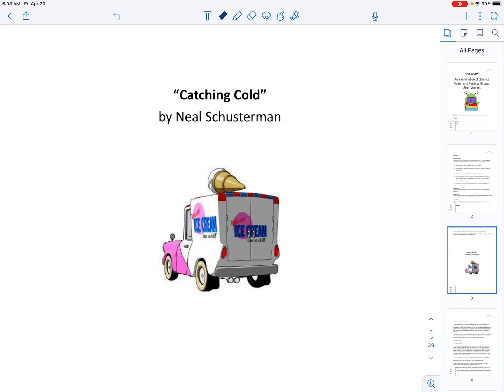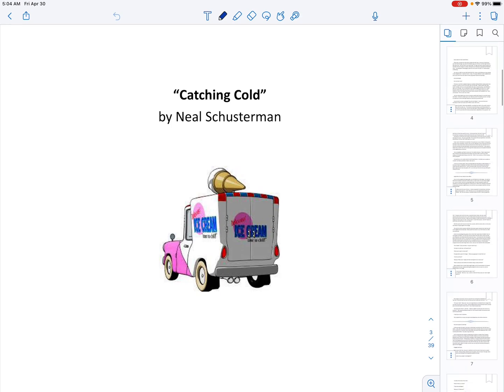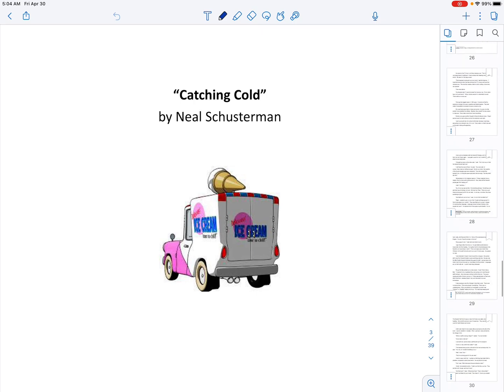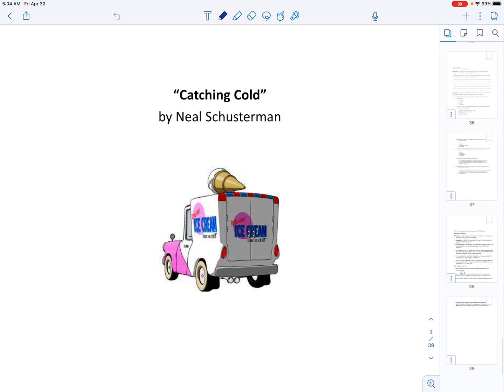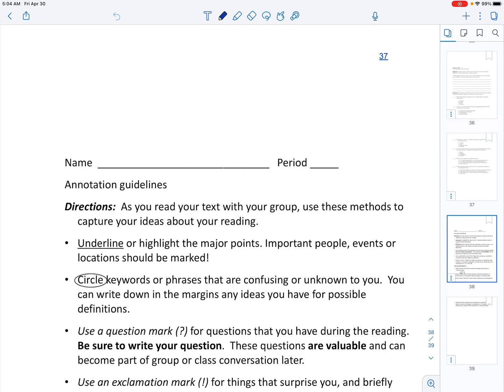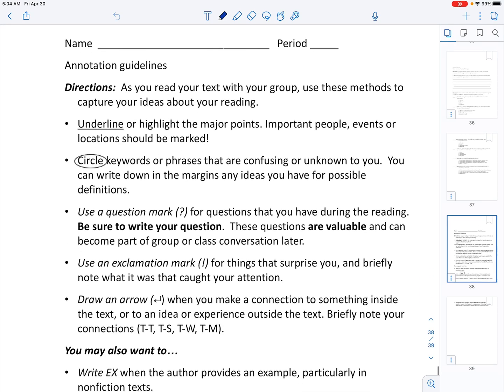Before we get started, I think it's important to point out that we will be annotating today. So if you scroll to the very last page of our packet, you're going to find something called the Annotation Guidelines. You've obviously annotated in the past, and this checklist helps you figure out what would be most important to annotate, because we're not going to mark everything, but we are going to make notes while we read, because that helps us to interact more with the text and understand it better.